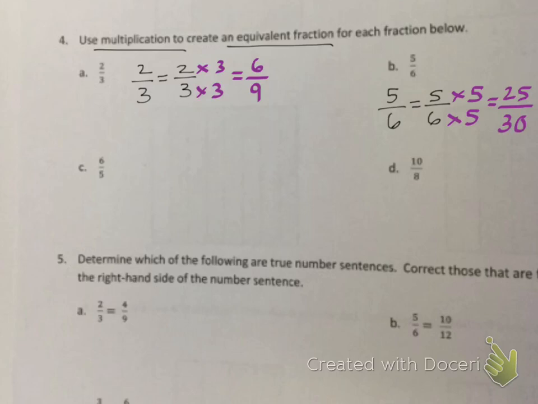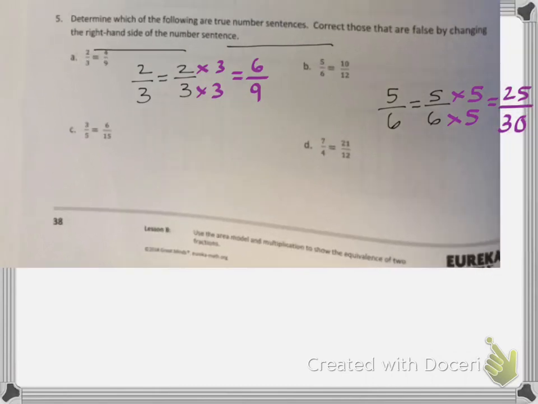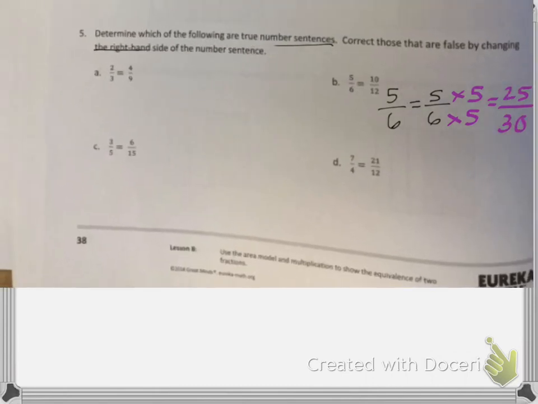All right, so let's go on down to the last portion of our math homework today. And here they are asking us, hey, we need to determine if there are true number sentences here. And if they're not true, we're going to correct those that are false by changing the right-hand side of the number sentence, so that second fraction. So what we're going to aim to do is see if these are true statements and if they're equivalent. We're going to know that by multiplying here by the same number.